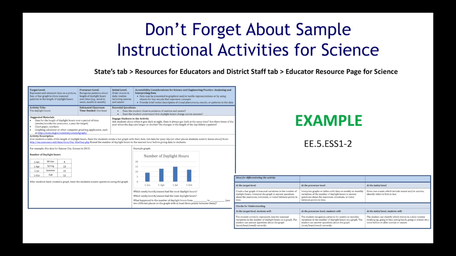5.ESS1-2. This essential element is for the elementary grade band and pertains to the Earth and space science domain. This activity provides the linkage levels at the top of the first page, along with accessibility considerations. Remember, science essential elements have 3 linkage levels, whereas ELA and mathematics have 5 linkage levels.